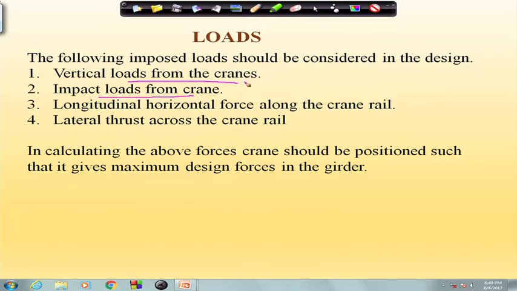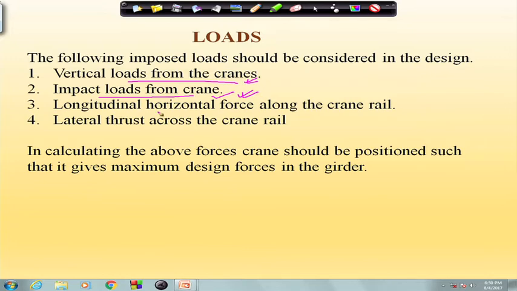Because of the load in the crane, a certain impact load will come, because we are transporting certain heavy items from one place to another. So, during operation a certain impact will come into the picture. So, we have to find out the percentage of impact load, meaning the percentage by which the load will be increased for the impact, and we have to add that.